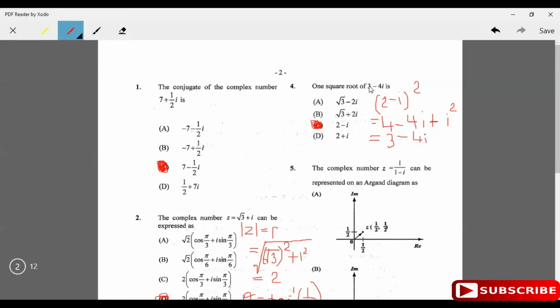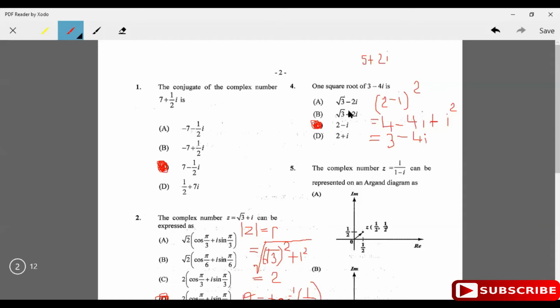If they ask you for the square root of 3 minus 4i, always know that any option that has the square root of 3 is out. So let's say I ask you for the square root of 5 plus 2i. If you see an option with root 5, that option is already out.